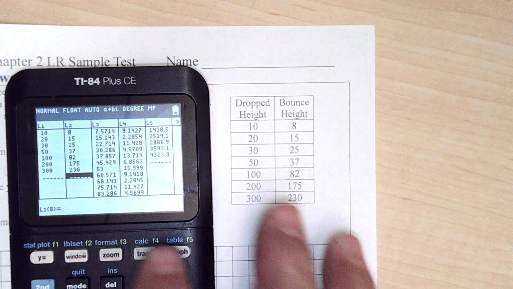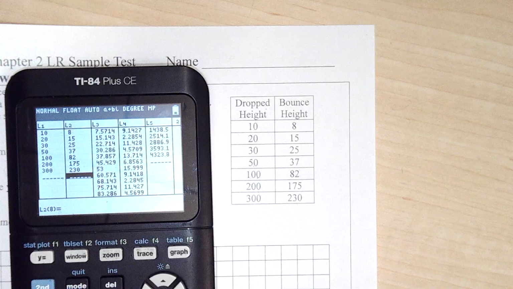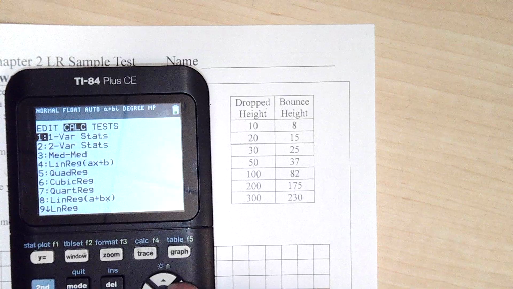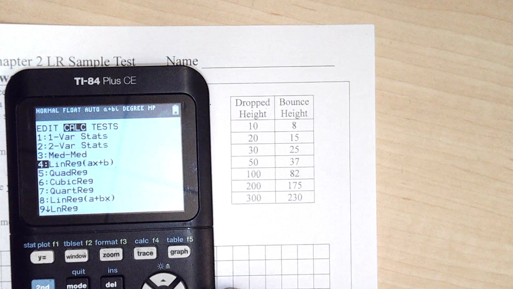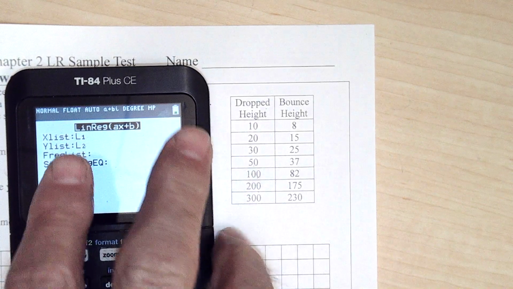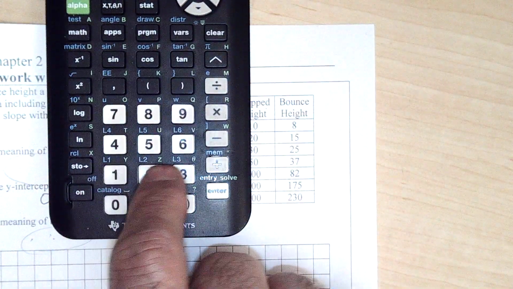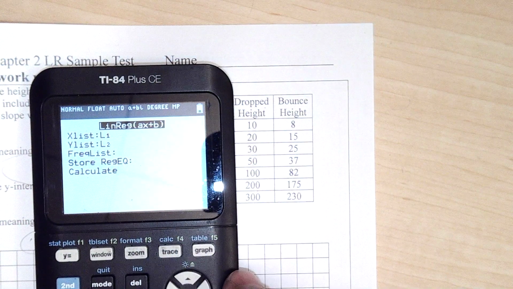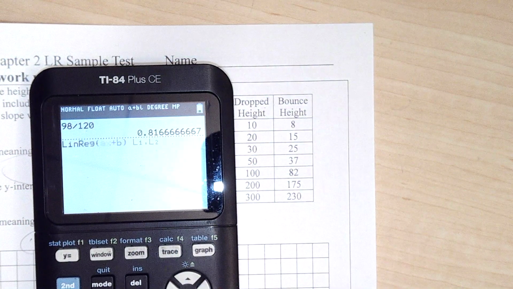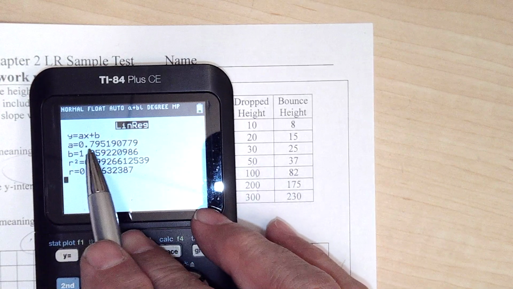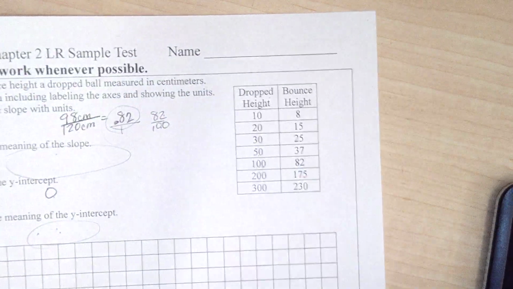Excuse me. So now I can go Stat, calculate a linear regression for this data. My X's are in list 1, my Y's are in list 2. The lists are in the blue above the numbers here, and you can change these if you have them in different lists. And I can calculate it. And I get a line with a slope of 0.7951.